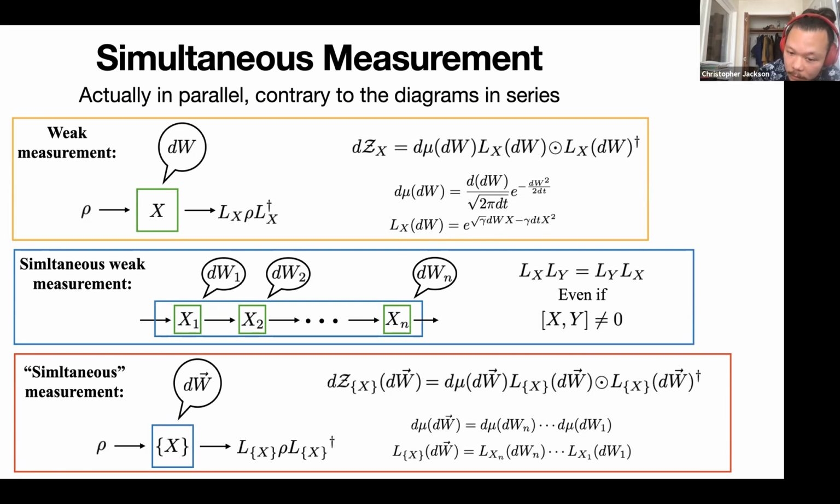Except with multiple outcomes having Gaussian measure, and a Kraus operator that is simply a product of the individual outcomes. Okay, so nothing too sophisticated.